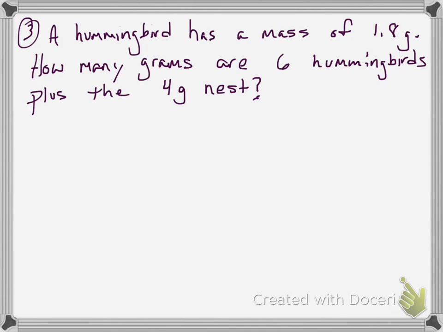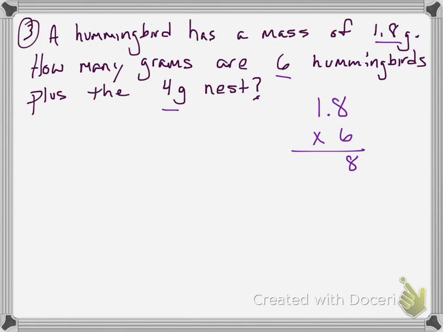Okay, problem number 3 says a hummingbird has a mass of 1.8 grams or 1 8/10 grams. How many grams are 6 hummingbirds plus the 4-gram nest? So we have 6 hummingbirds, each one weighing 1 8/10 grams, and then we also have this 4-gram nest. So we need to multiply the 6 and the 1.8 because that is happening for each of these birds. So here's my 1.8 times 6.